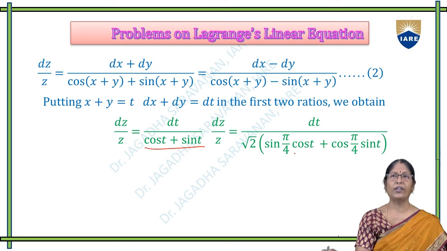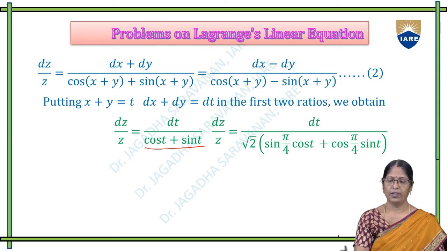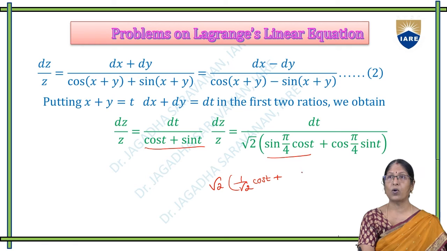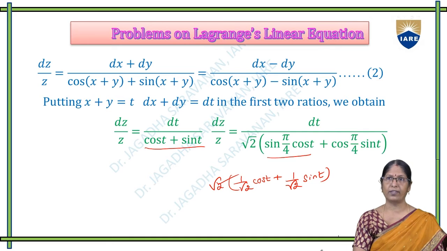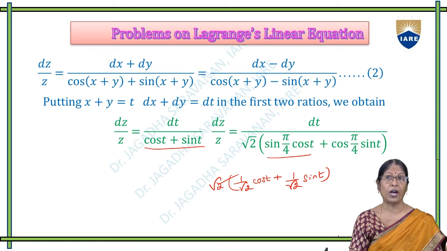This, in a simplified format, we have put it. Here we can write it; it won't affect the sum. That is root 2 sin 45, we know it, 1 by root 2, cos t plus cos 45, 1 by root 2, sin t. So we are taking this root 2 inside. After taking the root 2 inside, we obtained cos t plus sin t.